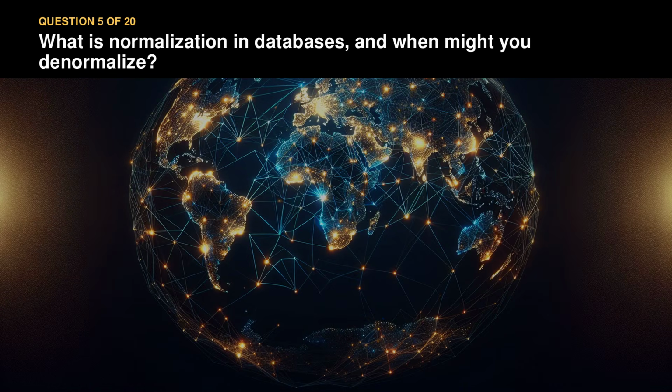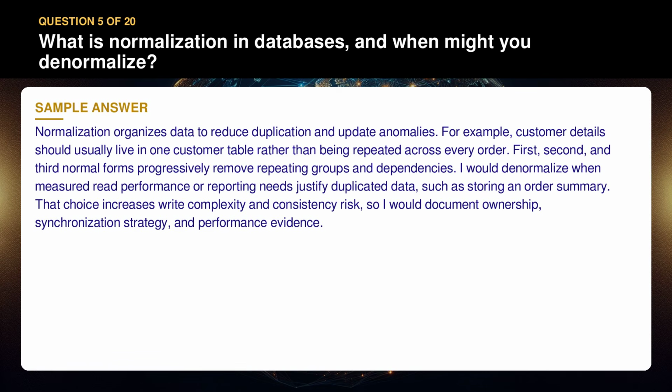Question 5. What is normalization in databases, and when might you denormalize? Normalization organizes data to reduce duplication and update anomalies. For example, customer details should usually live in one customer table rather than being repeated across every order. First, second, and third normal forms progressively remove repeating groups and dependencies. I would denormalize when measured read performance or reporting needs justify duplicated data, such as storing an order summary.